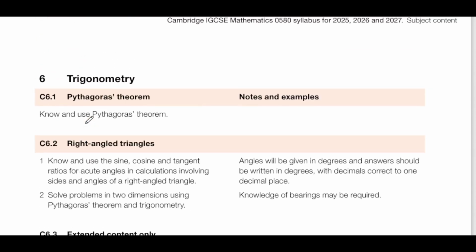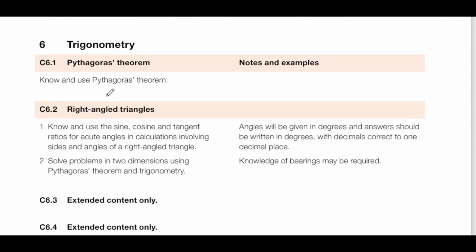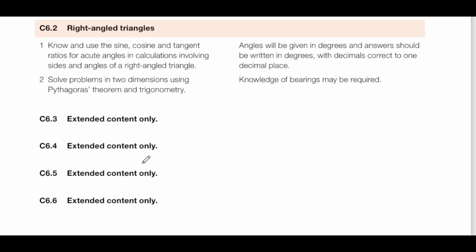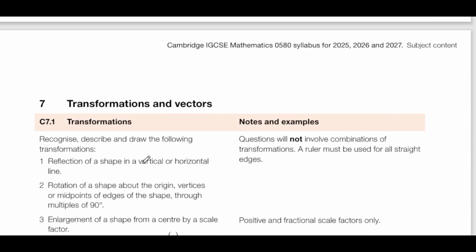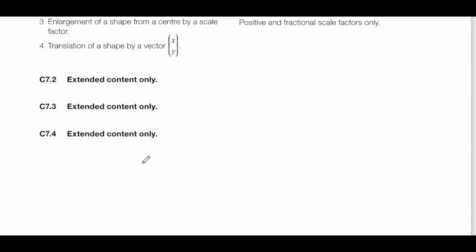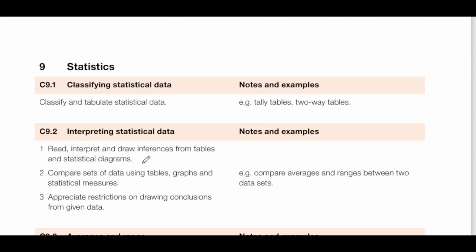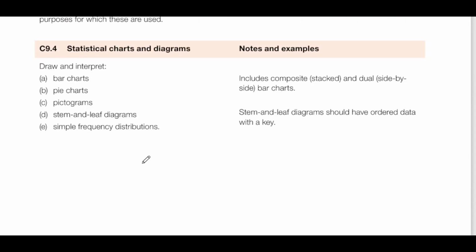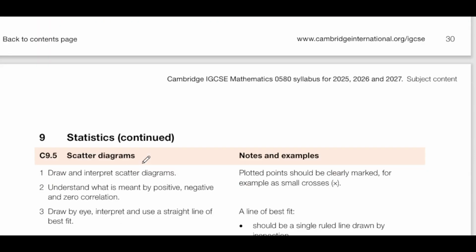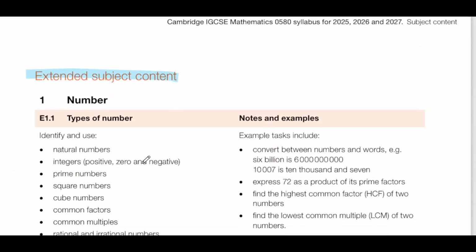This you see in trigonometry, the basic part is only in the core, the use of Pythagoras theorem and right angle triangles, the rest is all for the extended students, okay. Now this is transformation and vectors, again the most part is for extended students, probability, statistics, and then we have here extended subject content.